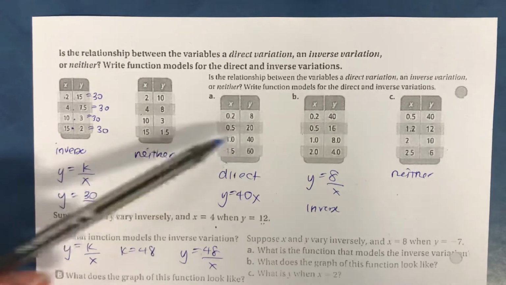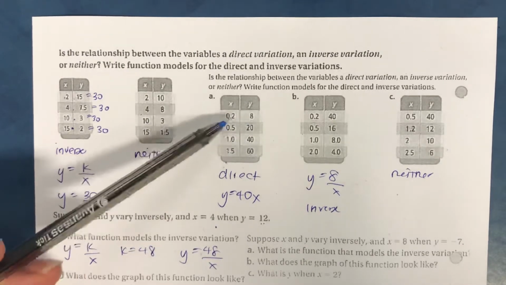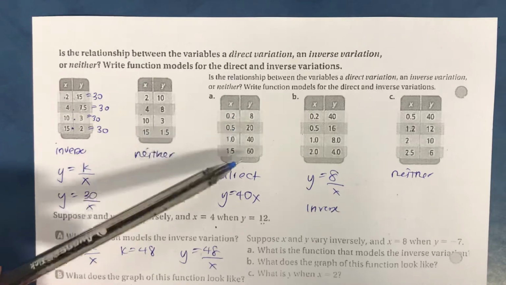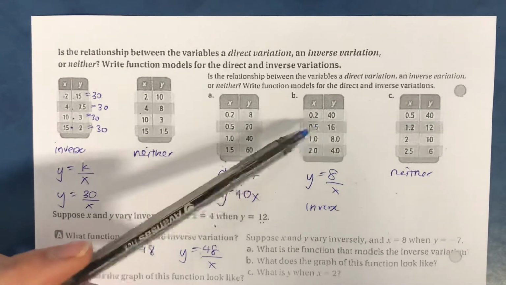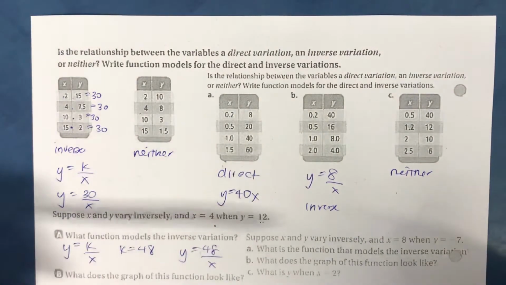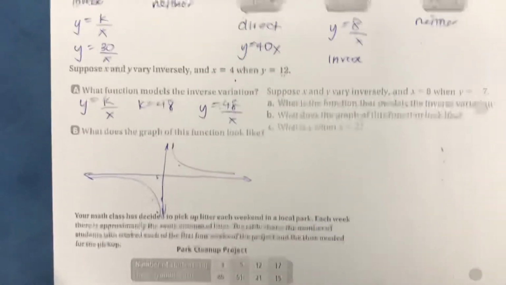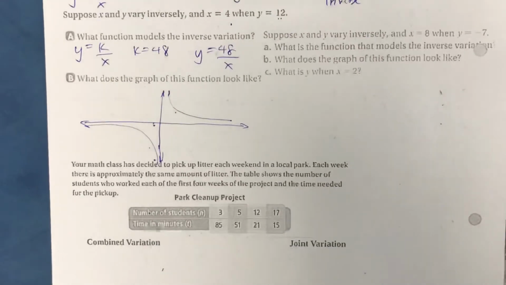Direct, we need to divide y and x. We get 40 every time, so that's why it's direct. This one, we multiply x and y, we get 8 every time. That's why it's inverse. Okay, so then they give us, suppose x and y varies inversely, and they tell us what x and y is.